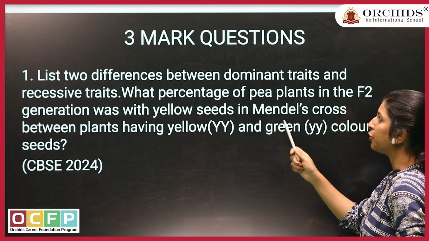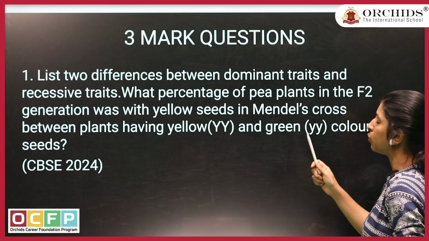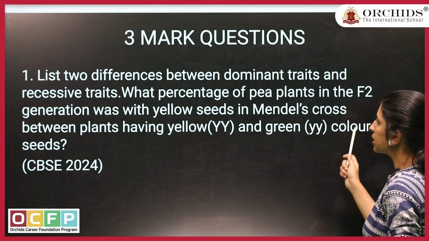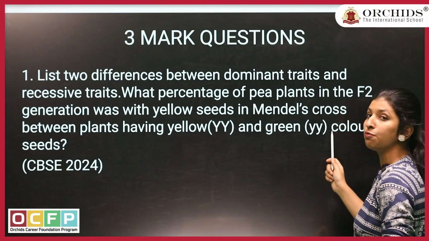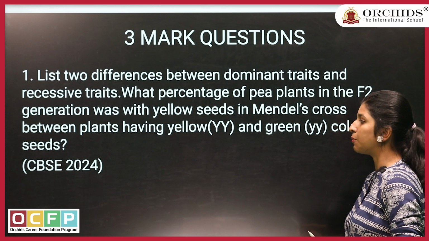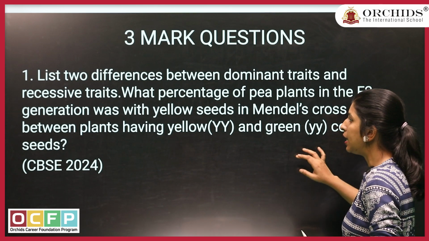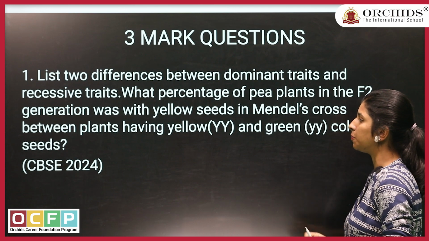And the next part of this question is, what percentage of pea plants in the F2 generation was with yellow seeds in Mendel's cross between plants having yellow (capital Y) and green (small y) colored seeds? This question is from the CBSE board examination of 2024. Let's see how to write the proper answer to this question.